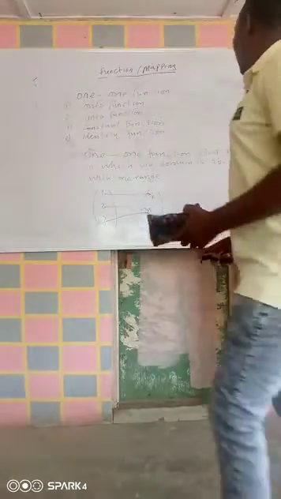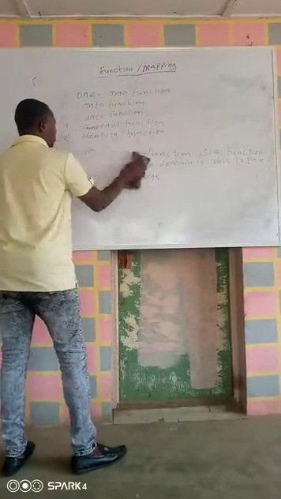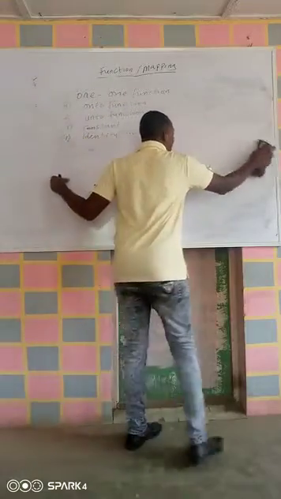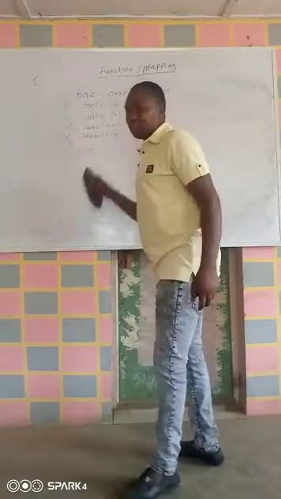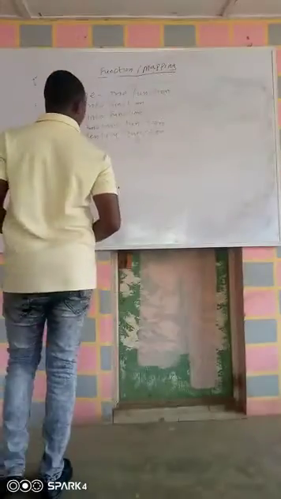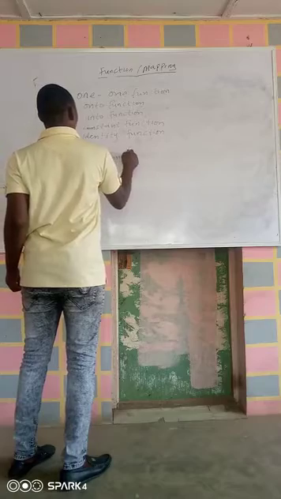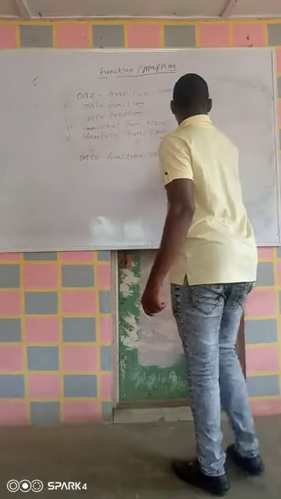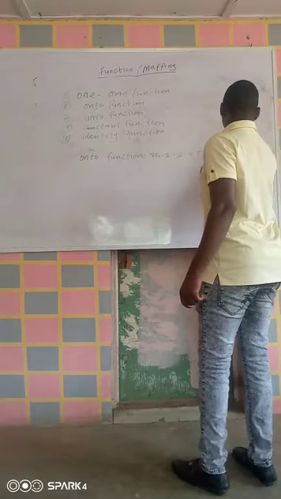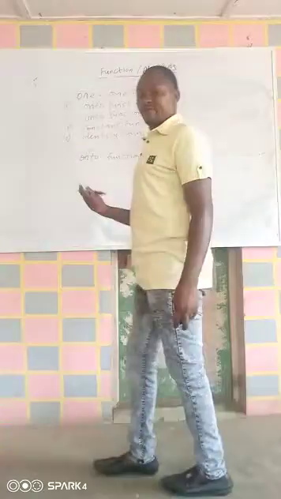Another type of function is onto function. I left it here so that you can memorize the types of function more. Onto function is a type of function. Don't forget that function is also called marking.